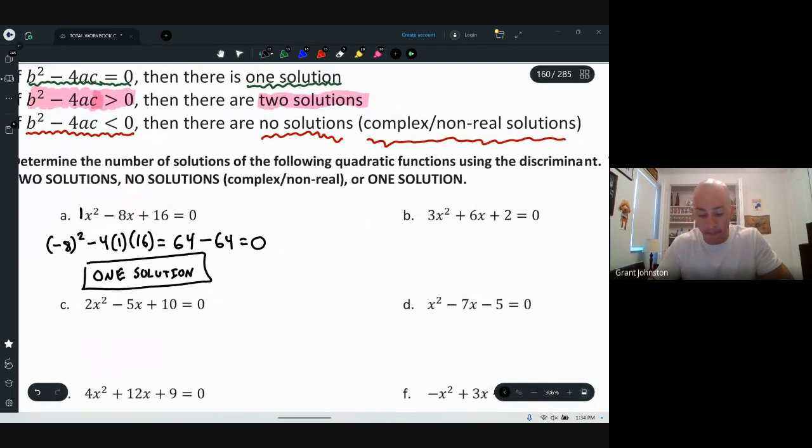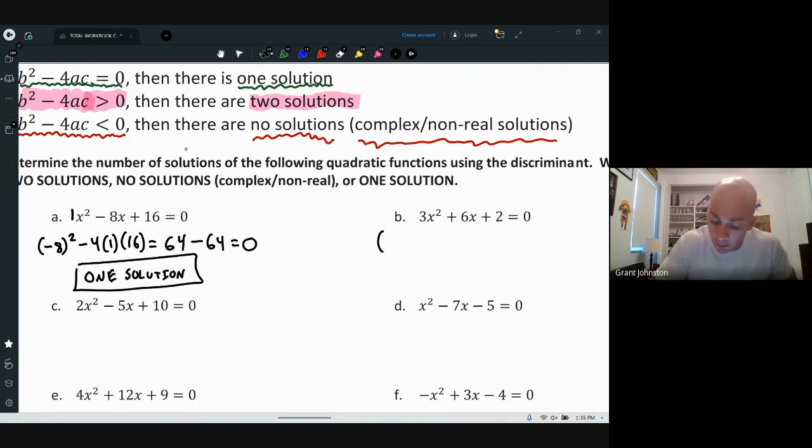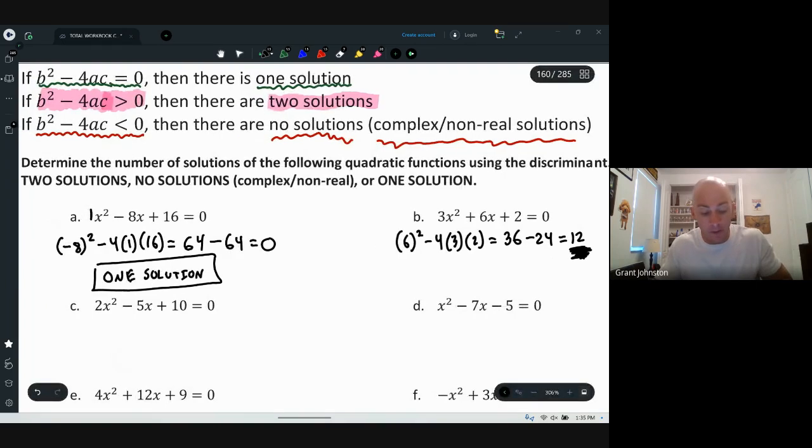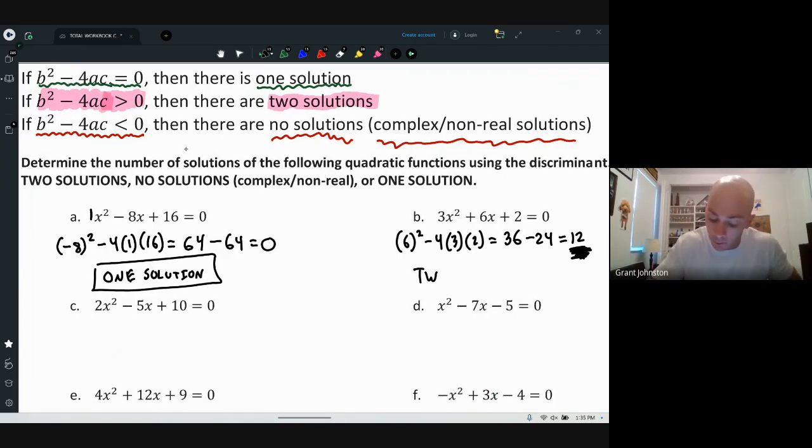All right, let me show you b. So we'll do b squared minus 4ac. So I'm going to do 6 squared minus 4 times 3 times 2, since a is 3 and c is 2. 6 squared is 36. 4 times 3 times 2 is 24. 36 minus 24 is 12, which is a positive number. It's greater than 0. So based off of our rule up here, there's going to be two solutions, because if you take the square root of a positive number, you have that positive and negative solution.